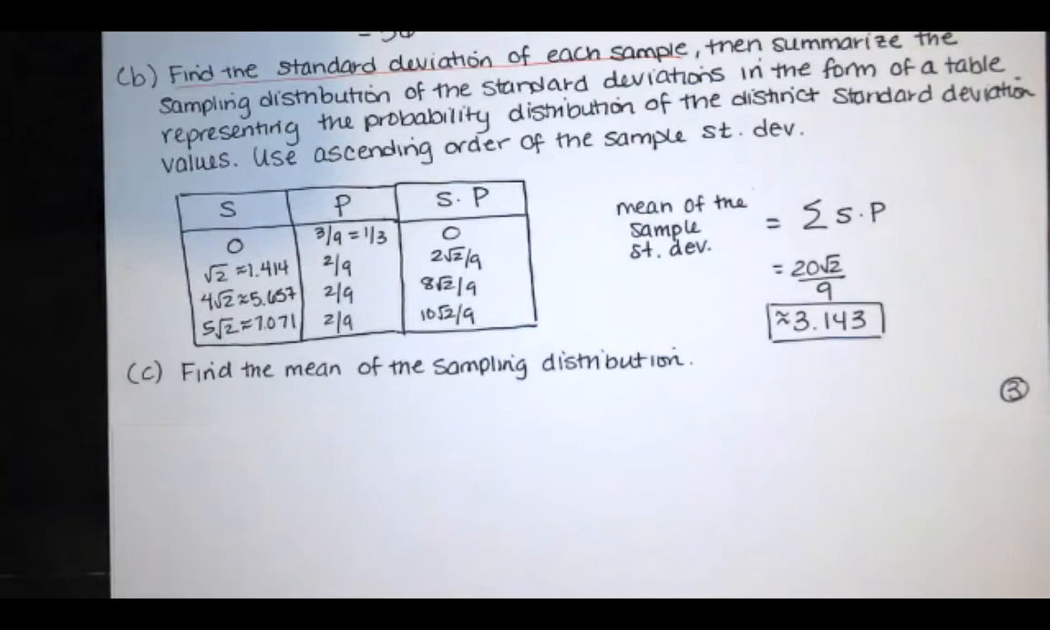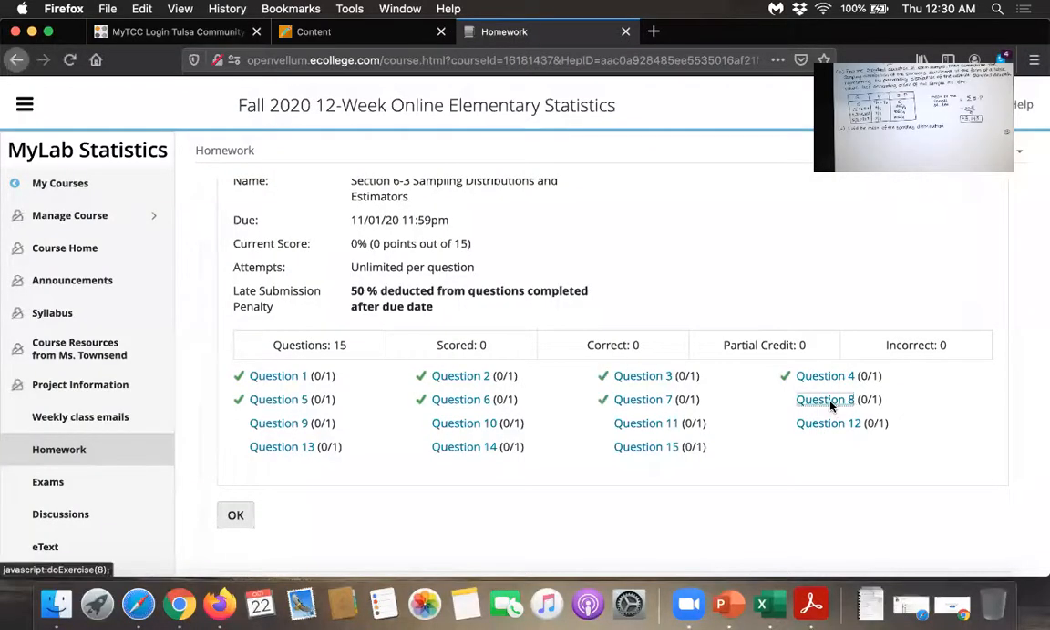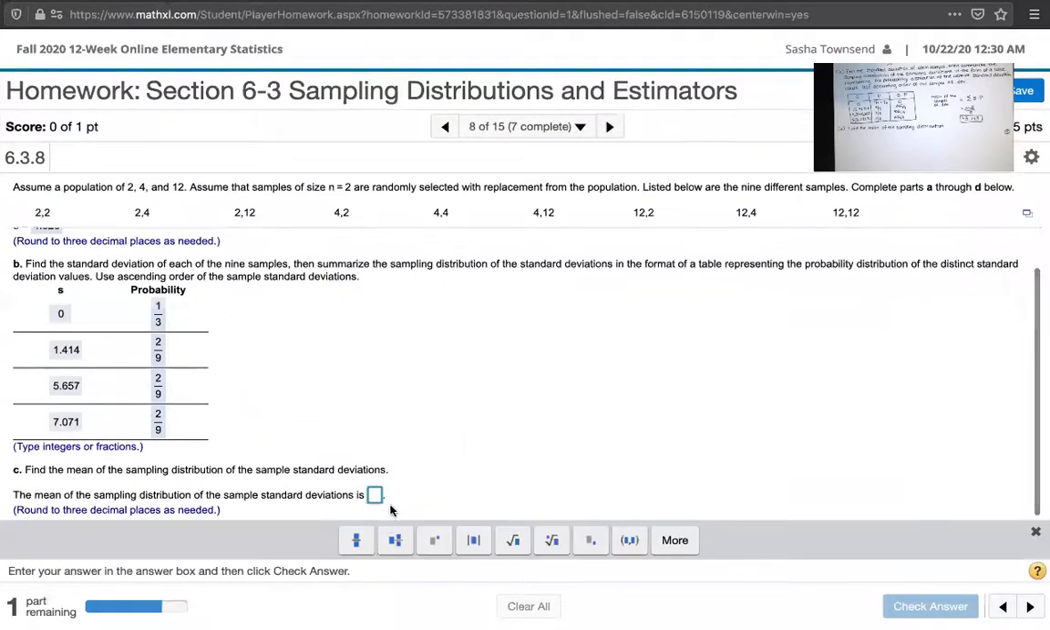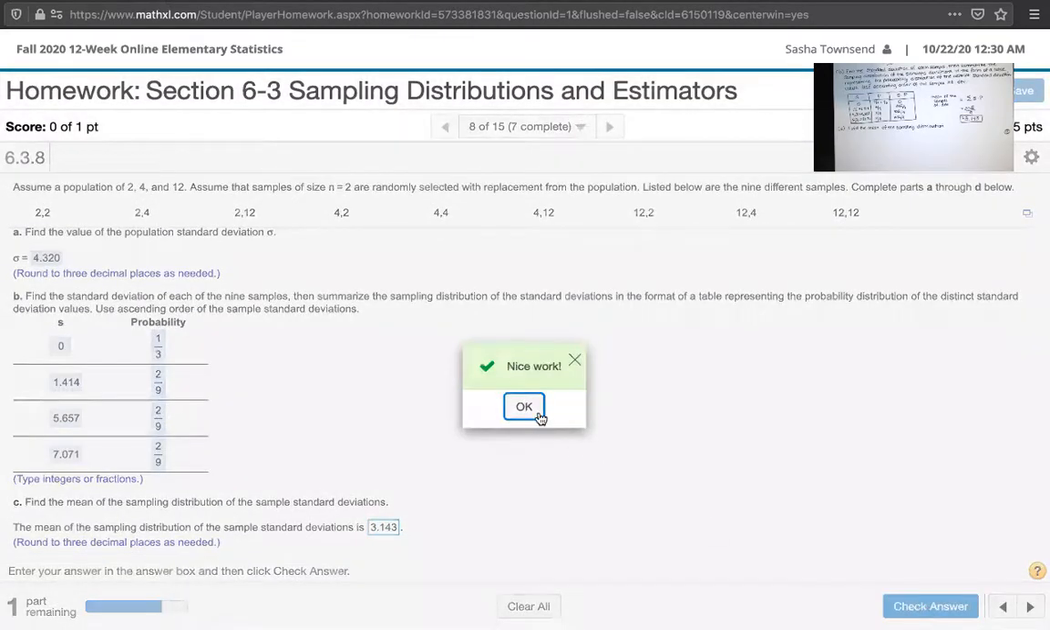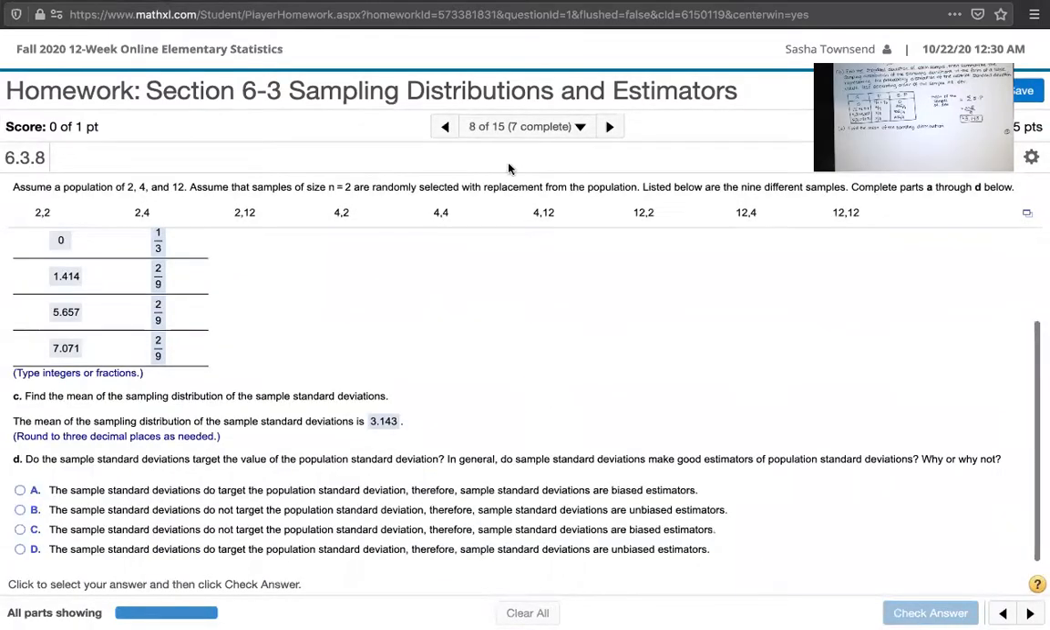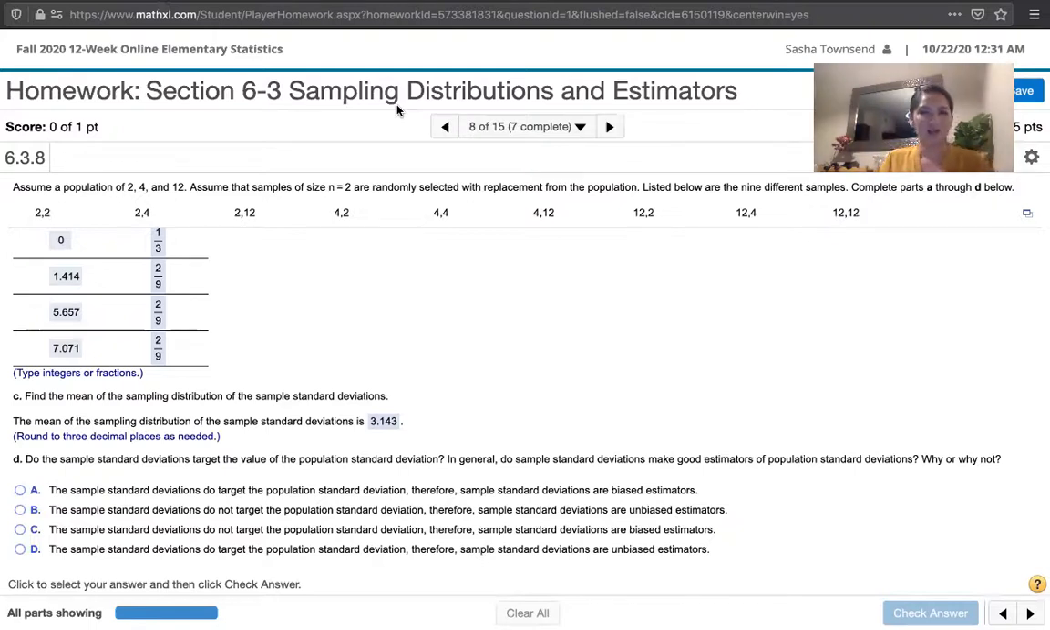Now let's go back to the homework. Okay. And then there's just one last question. And it says, do these sample standard deviations target the value of the population standard deviation? In general, do sample standard deviations make good estimators of population standard deviations? Why or why not?